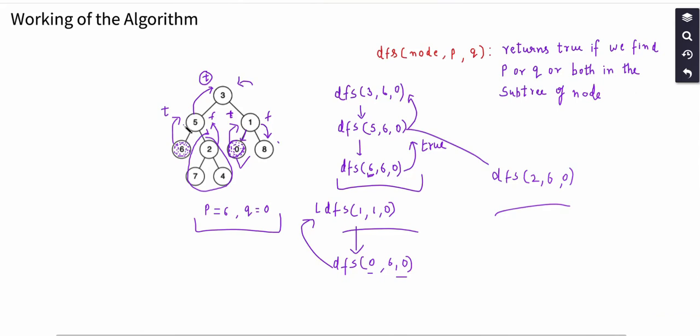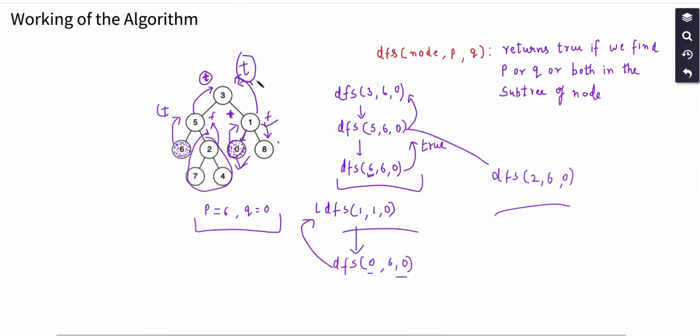But since we know that we have found one of the two nodes in this subtree, we have to return true from here. So that's why we got true here. Here again, since we have found one of the nodes in this subtree, we have to ignore this false and we return true from here.